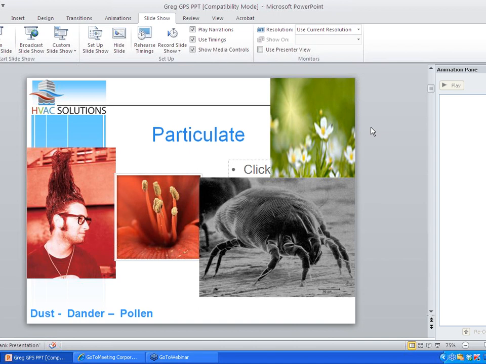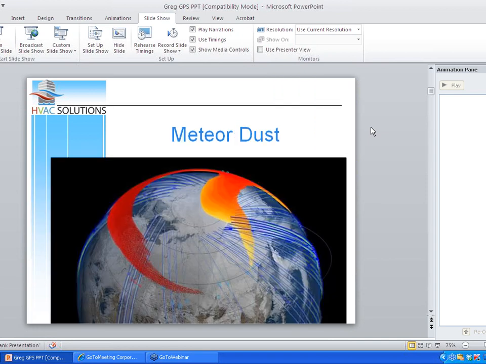So what is particulate? Particulate is that dust, dander, pollen. These are generally what I call the things that are going to make you sneeze. Particulates are generally not alive, and there's a ton, I'll say a million different types of particulate, outside of the dust, dander, and pollen.